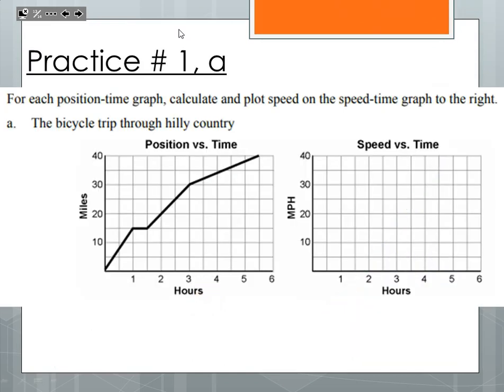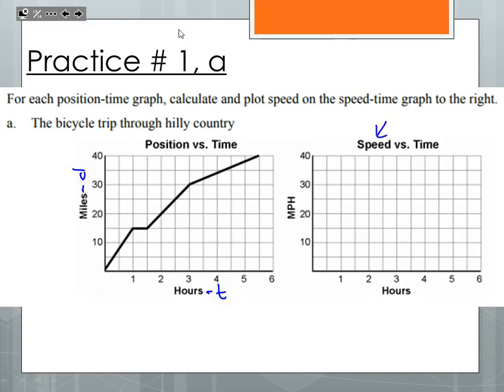Okay, so now let's look at your homework. Your homework, number 1, says for each position time graph, calculate and plot speed on the speed time graph to the right. So it gives us the position versus time, and we're going to create a speed versus time. So I know that position versus time is in miles, which remember miles is my distance, hours is my time. So what am I looking for? Am I looking for speed or am I looking for distance?